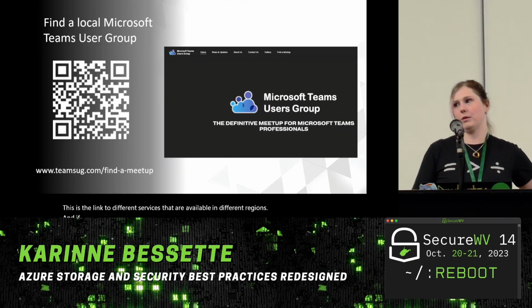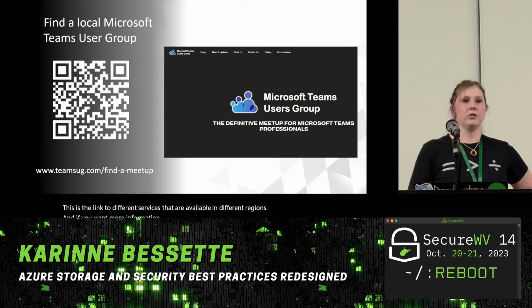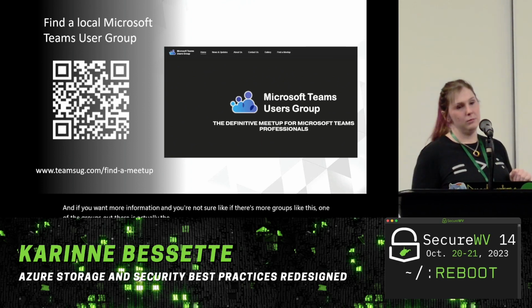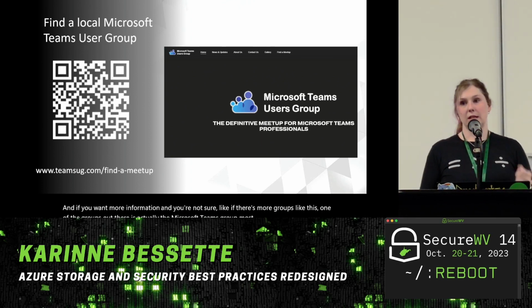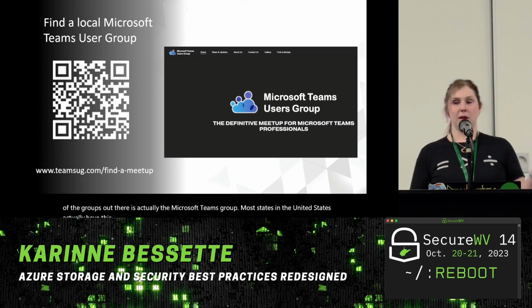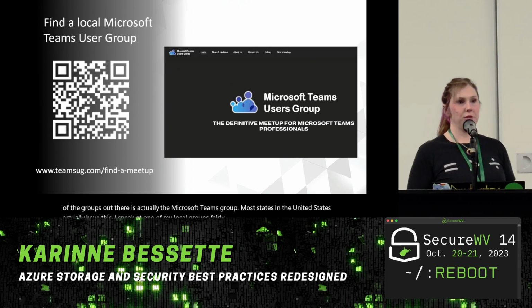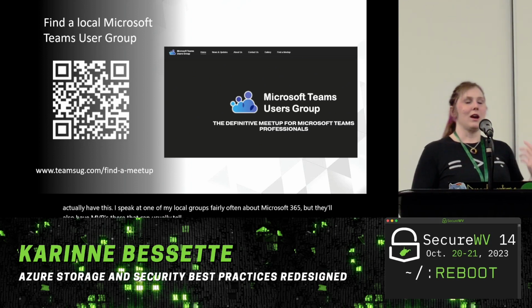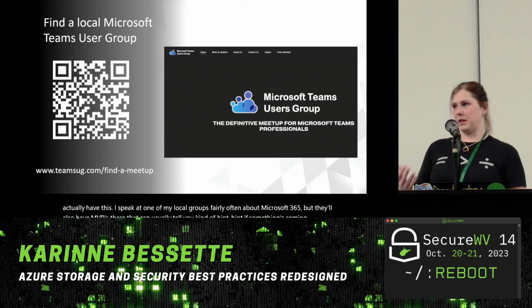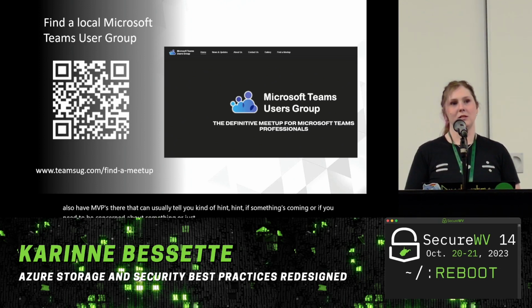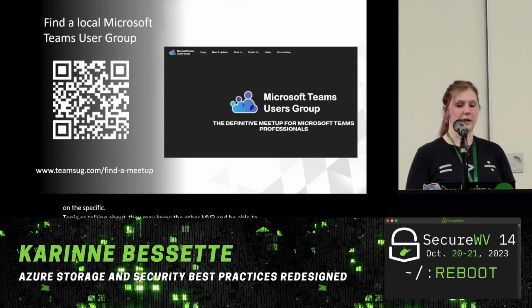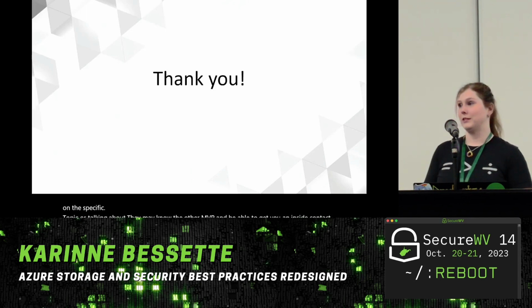And if you want more information and you're not sure if there's more groups like this, one of the groups out there is actually the Microsoft Teams group. Most states in the United States actually have this. I speak at one of my local groups fairly often about Microsoft 365, but they'll also have MVPs there that can usually tell you kind of a hint if something's coming or if you need to be concerned about something, or just quickly ask questions. Even if their specialty is not on the specific topic you're talking about, they may know the other MVP and be able to get you an inside contact. And that's what I had for you today.